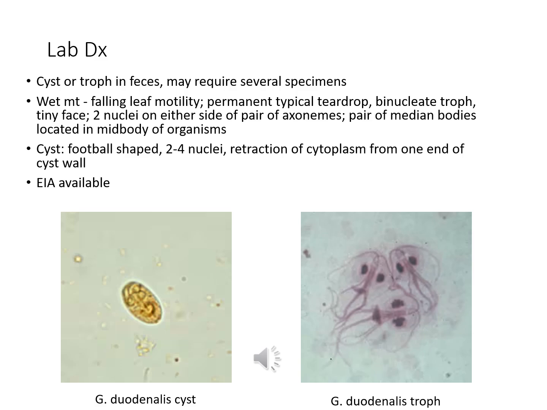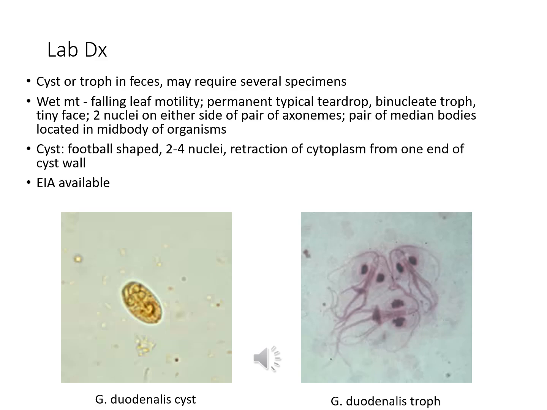If you do a wet mount of Giardia, you'll see what we call a falling leaf motility. You can also do a permanent stain, which shows a typical teardrop shape, a binucleate troph. Lots of times I think it looks like a tiny face. It's one of my favorite ones to look at. Sometimes they are also referred to as the old man because they have that look to them as well. It has 2 nucleoli on either side of a pair of axonemes and a pair of median bodies located in the mid-body of the organism. So that would be considered the troph.